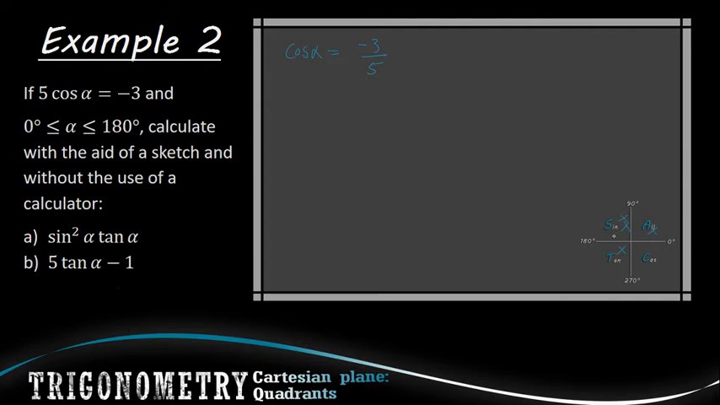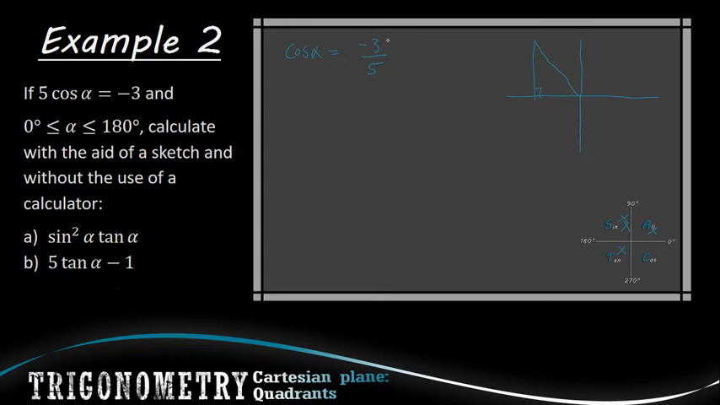Now both our value for negative cos and our restriction fall in the second quadrant again. So when we draw our sketch, we're going to draw it in the second quadrant. And then we place our values. So this is a 90-degree angle.